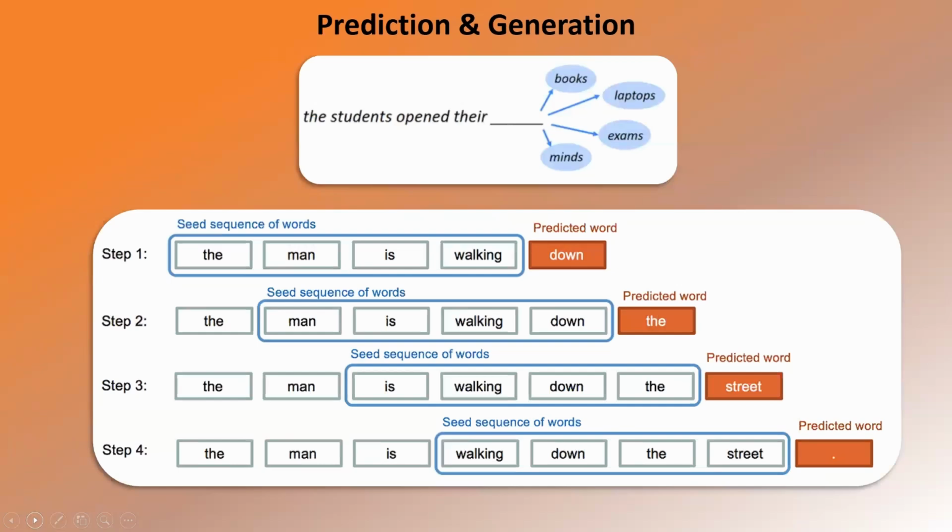For example, if you write, the students opened their, then ChatGPT looks for the next possible words such as books, laptops, exams, minds. Every word has probability and confidence scores. Even though all the words are possible, one or two words will have a higher confidence score. The word with the higher confidence score will be taken as the next word, and this process continues till the end of the content. For example, in step 1 you can see, the man is walking, and the next predicted word is down. Then it gets added into the total content. Next time, the man is walking down, and the next predicted word would be the. This process continues to formulate the whole output.